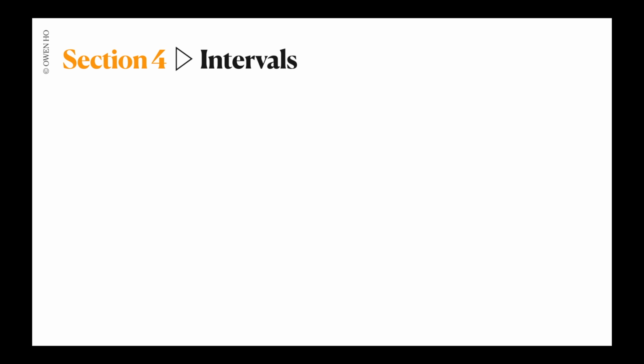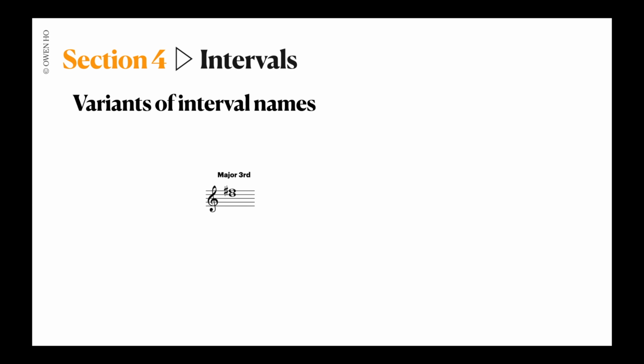Apart from intervals that fall within the major scale, we also have variants of these intervals, because in real music there can be accidentals that change the original distance between the two notes. Let's start with an example of a major third.